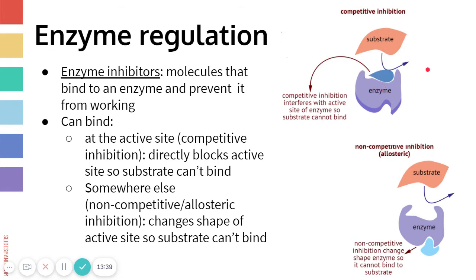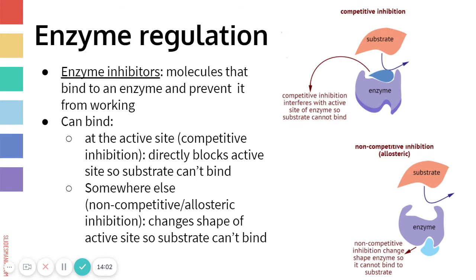It's almost like if you've ever played musical chairs, you know how there's one less chair. So it's like the active site's the chair, and both the substrate and the competitive inhibitor are trying to sit down on it. So if the inhibitor wins, then the substrate can't get that chair, can't get down to the active site. So that's one way that it can happen, and we call that competitive inhibition.